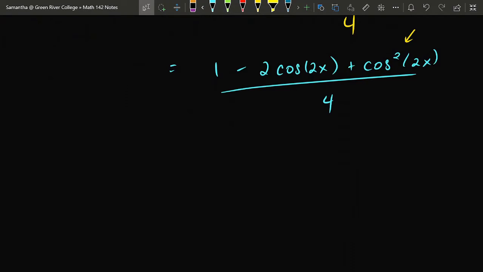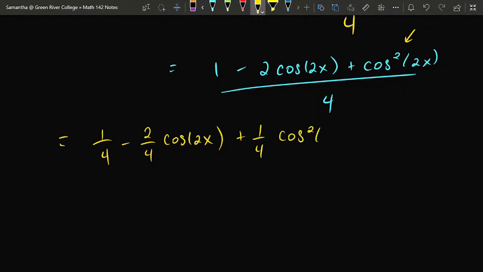The first thing that I'm going to do, though, is I'm going to try and rewrite this as 1 over 4 minus 2 over 4 cosine 2x plus 1 over 4 cosine squared of 2x. And this is just so that I can look at cosine squared a little more closely here on the far right side.